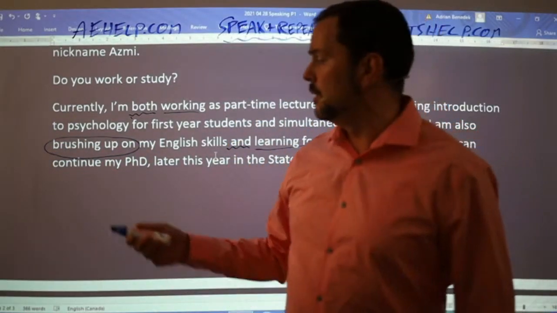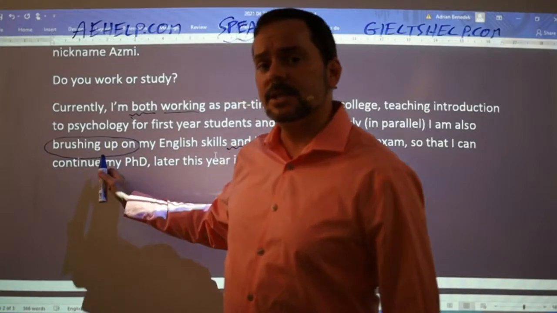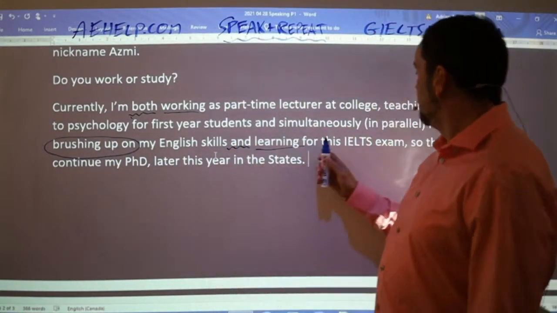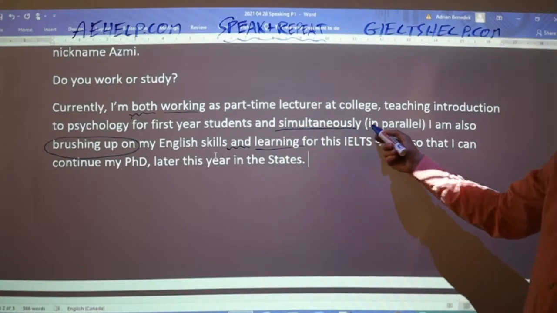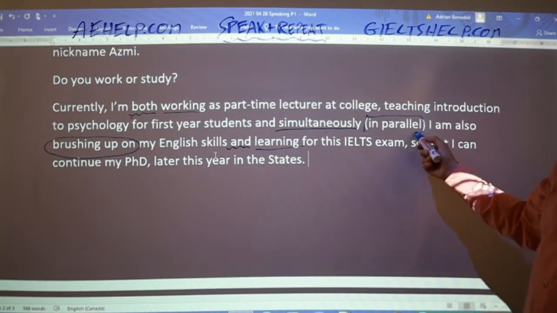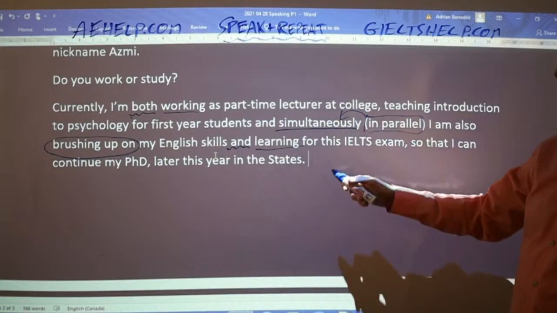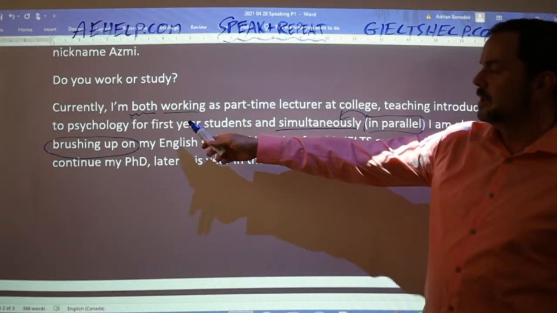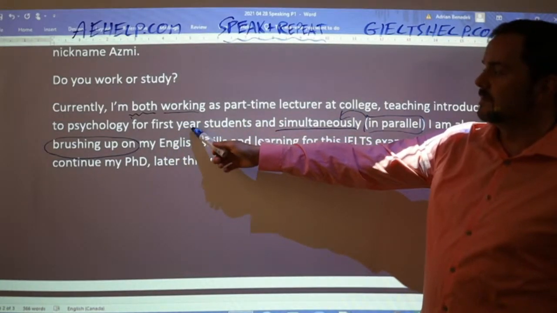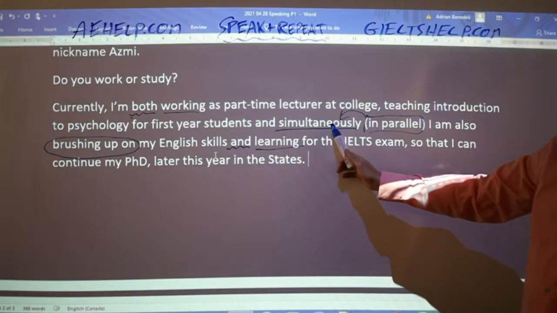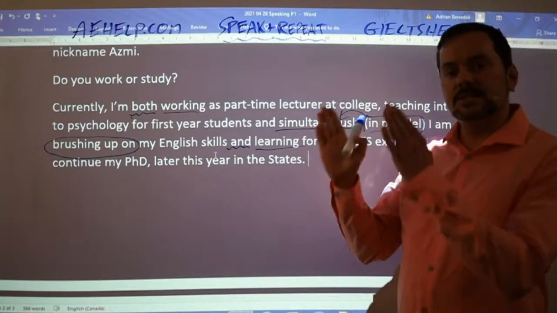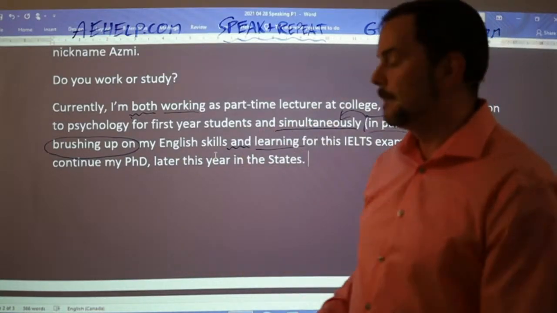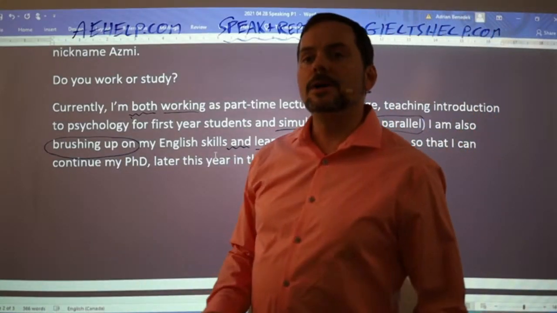Does anybody know what brushing up on means in this case? So brushing up on, and then here's another vocabulary, simultaneously. Rajveer used in parallel. These are the same. Okay, so I'm teaching psychology for first-year students, and simultaneously means at the same time. In parallel means at the same time. Okay. All right, brushing up on.